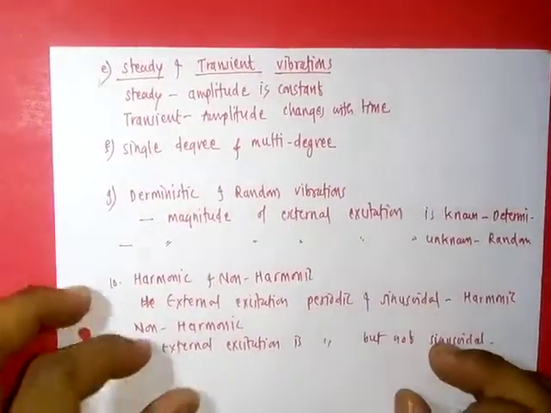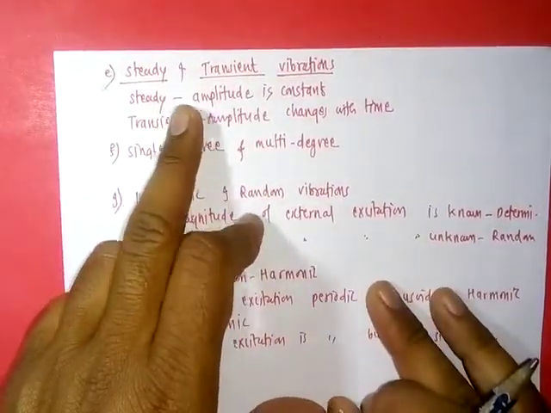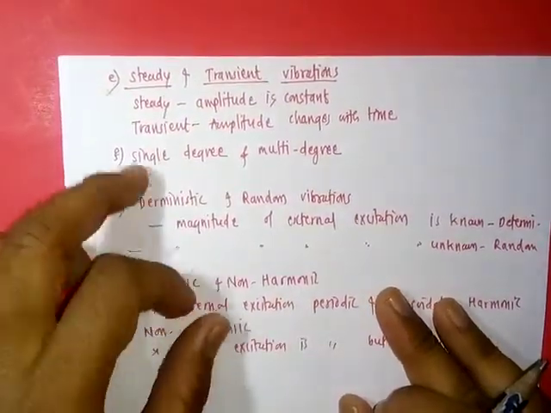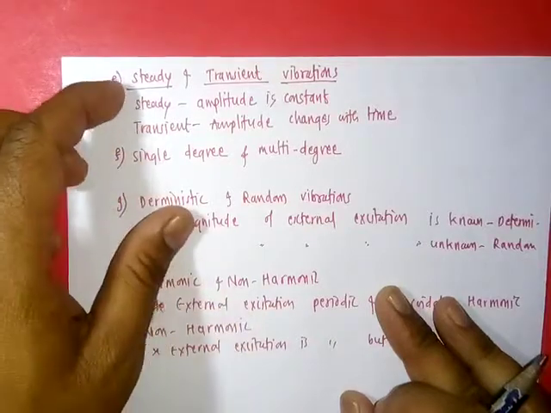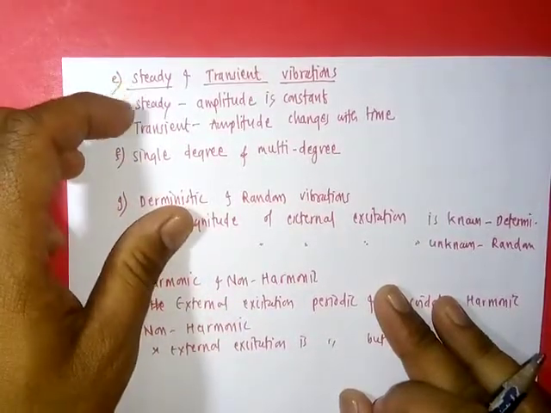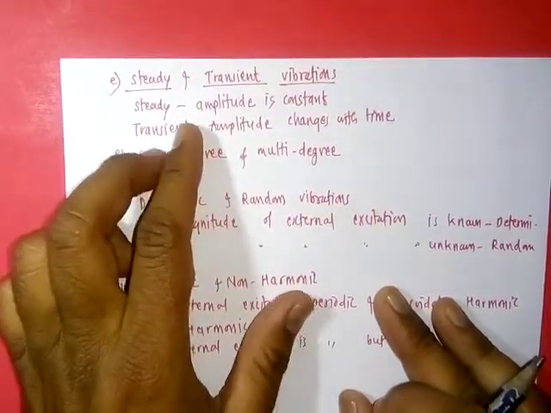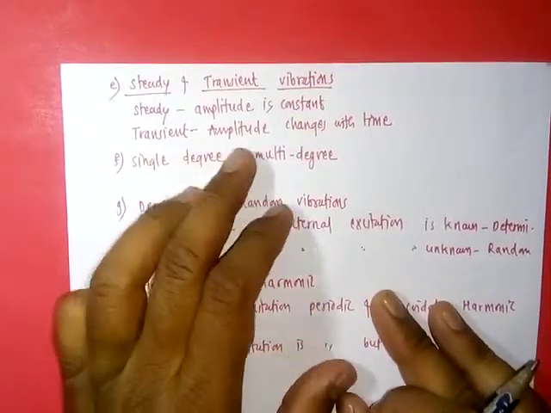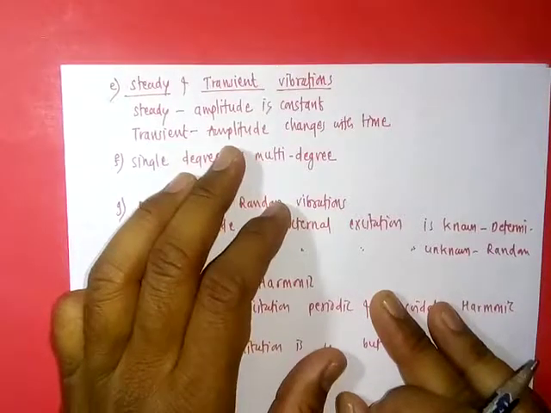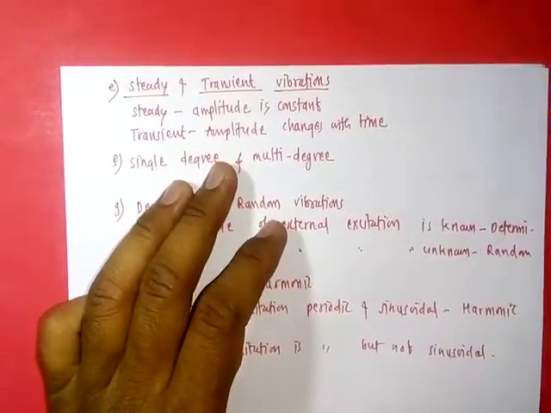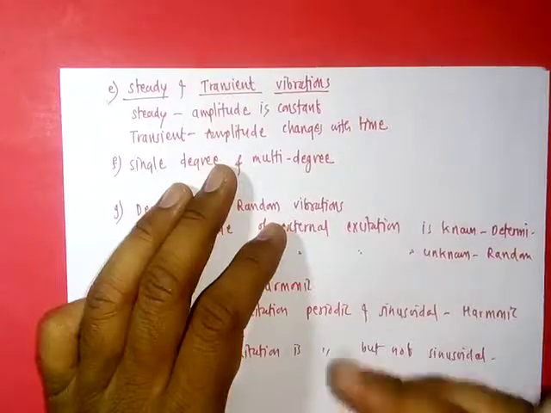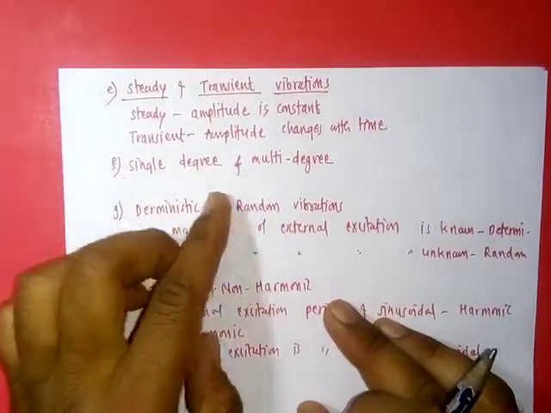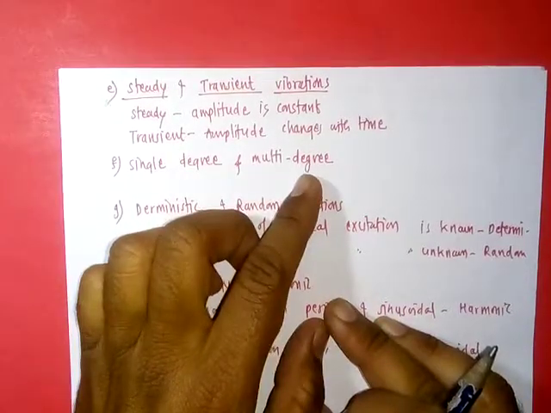Here, what is meant by steady vibration? If the amplitude of vibration remains constant throughout its life, then the vibrations are called steady vibrations. Then transient: if the amplitude changes with time, then the vibrations are called transient vibrations. The next important type is single degree and multi-degree systems.